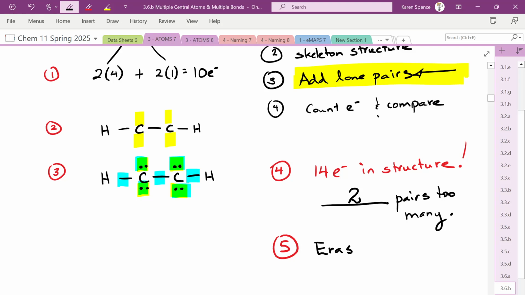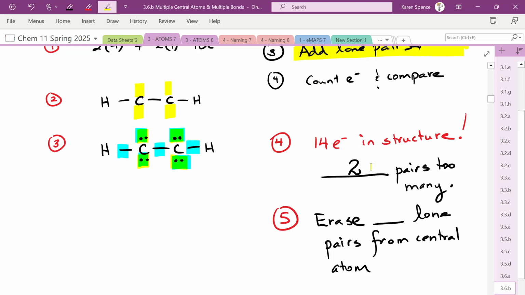Erase how many lone pairs from the central atom? Because we have 2 pairs too many, we're going to erase 2 lone pairs. So I'm going to take my structure and redraw it. You don't have to redraw it, you can just erase.